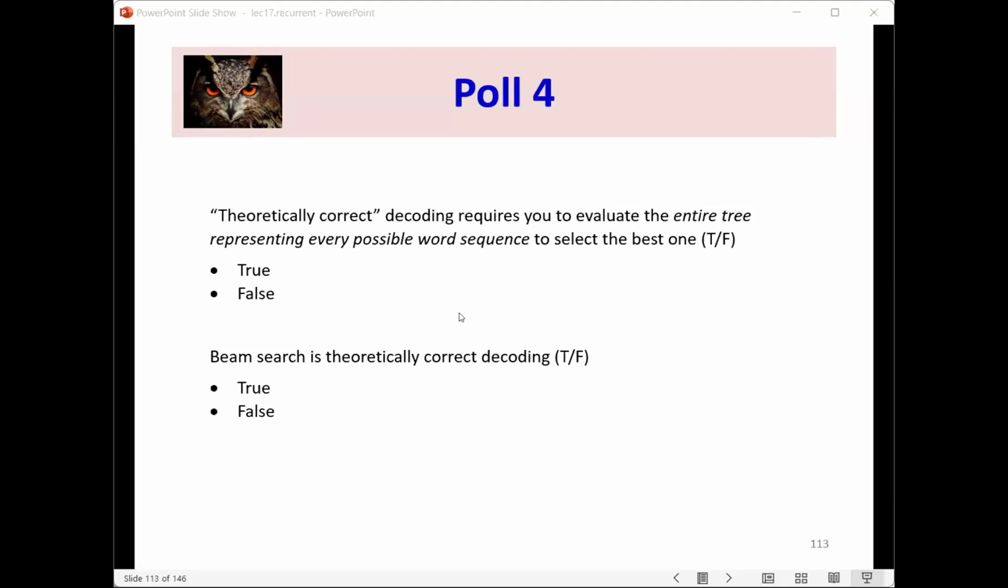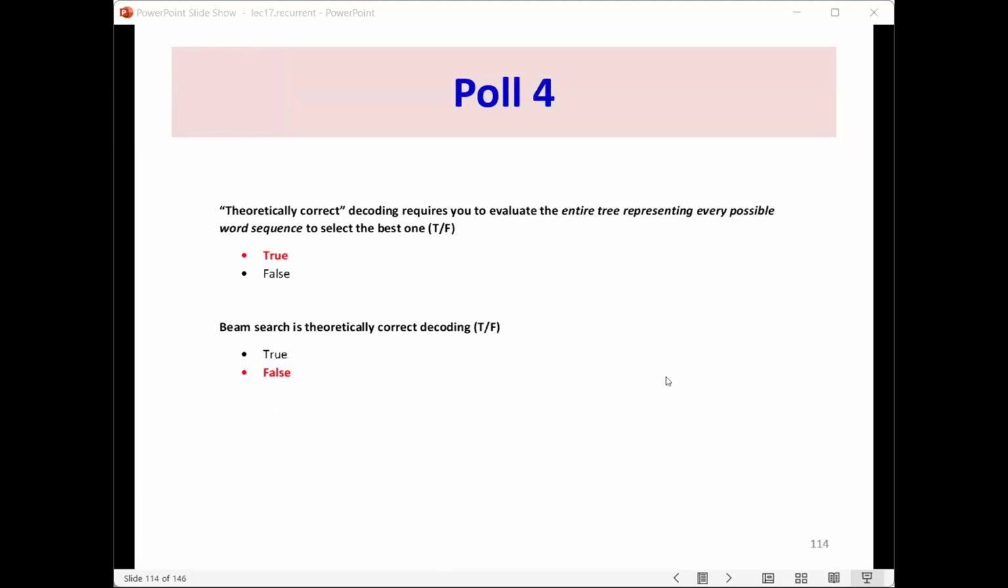Here's what you guys thought. First question, true or false? Is the second one true? Beam search doesn't necessarily pick the most likely hypothesis. To be certain of picking the most likely hypothesis, you'd have to do the entire tree. So this is still an approximation. It's just a better approximation than greedy search, because you're considering more than one hypothesis. That makes sense? Yes, no? Okay.